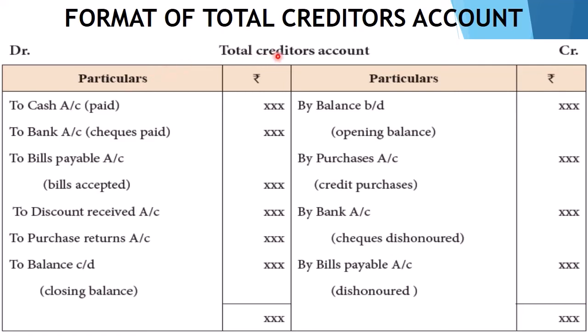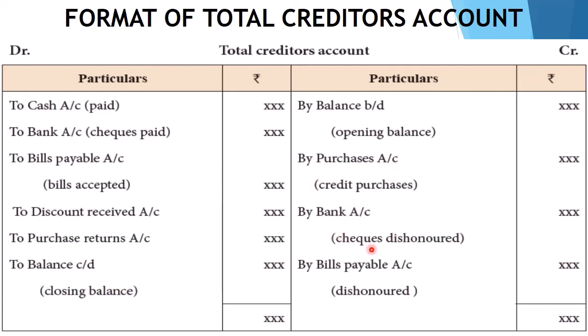Format of total creditors account. So first we saw debtors account and bills receivable. Now let's see total creditors account and bills payable account. So here obviously the balancing figure will be credit. By balance brought down. Closing figure will be on the debit side. To balance carried down. So by purchases, credit on the credit side, that is credit purchases.